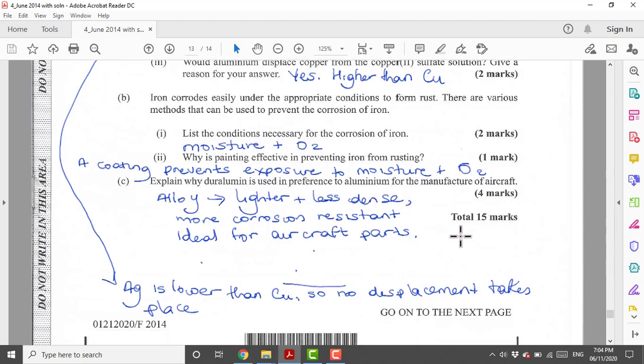Again, very simple, 15 marks based on metals. If you need any assistance or if you had anything different, feel free to let me know and we shall discuss it.